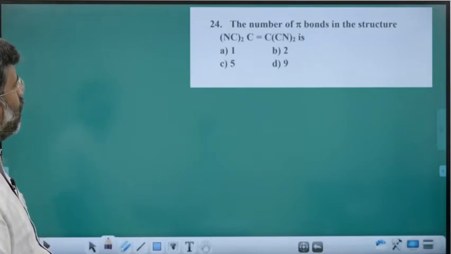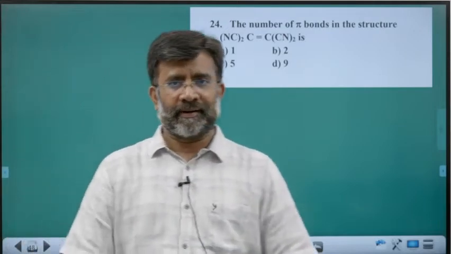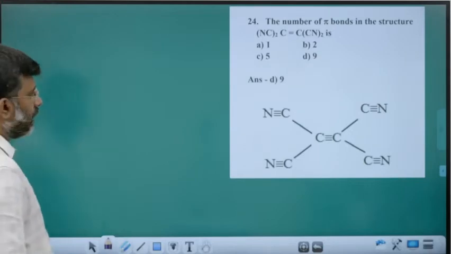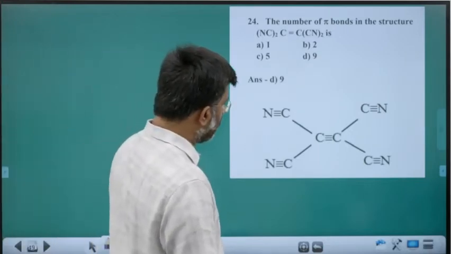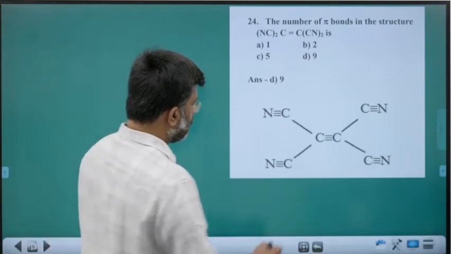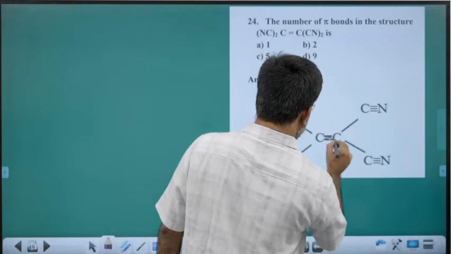Number of pi bonds in the molecule tetracyanoethylene. This is the tetracyanoethylene molecule. Oh, there is a small mistake. This is a double bond. This is a double bond.